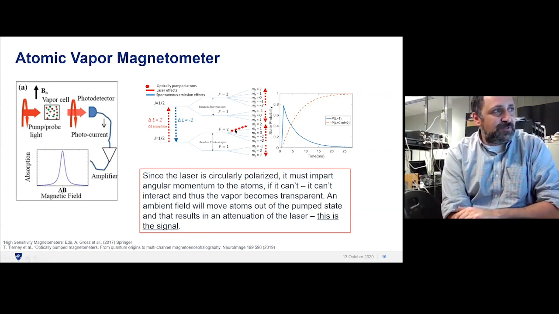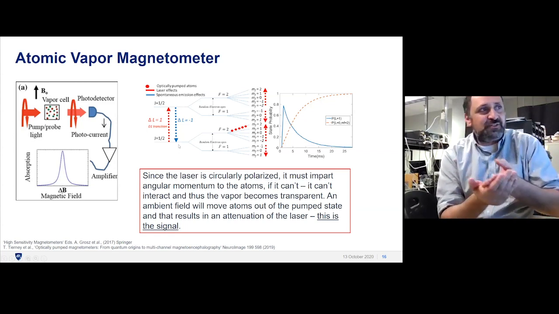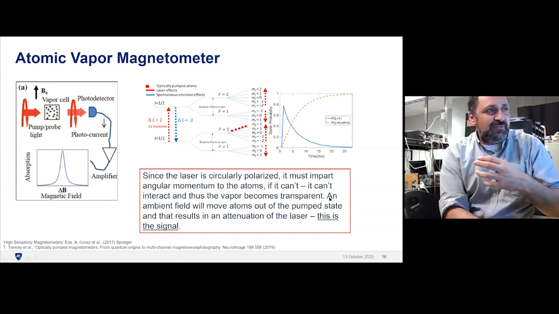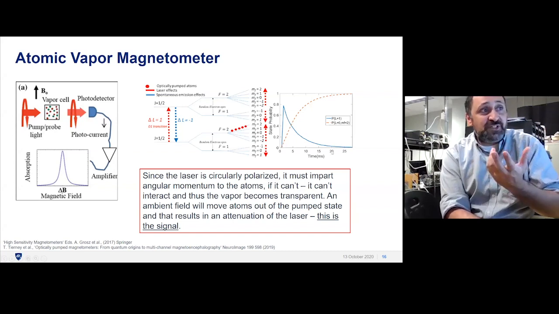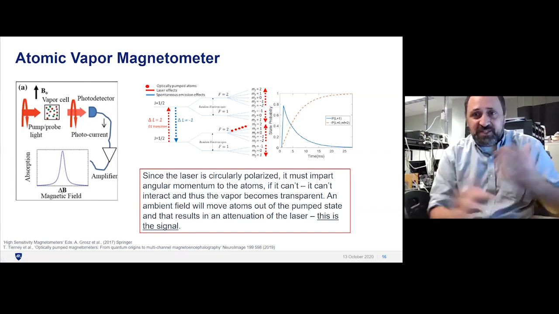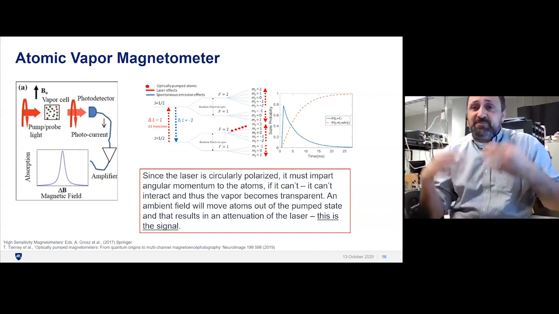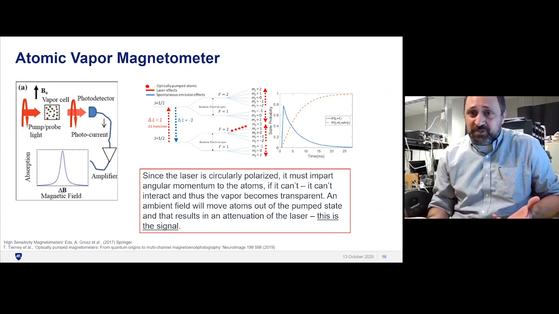So the thing is, the numbers only go to m equals 2. That's the highest state it can have. So what happens is, as you shine light on the vapor cell, and this takes time, you push all of your atoms, all the electrons of those atoms, into this state. It takes about 20 milliseconds. And then that cell becomes transparent. The light just goes through it because the light can't interact with the atoms anymore.